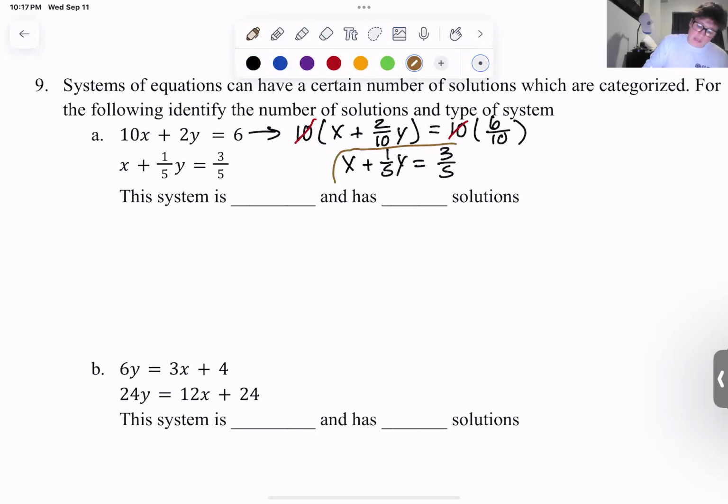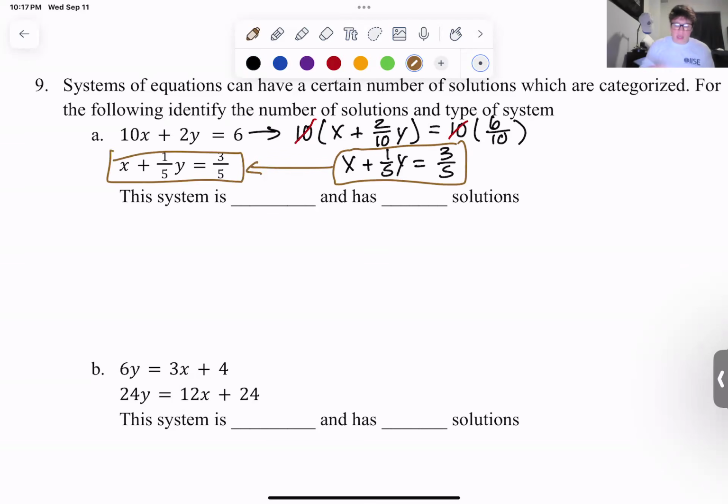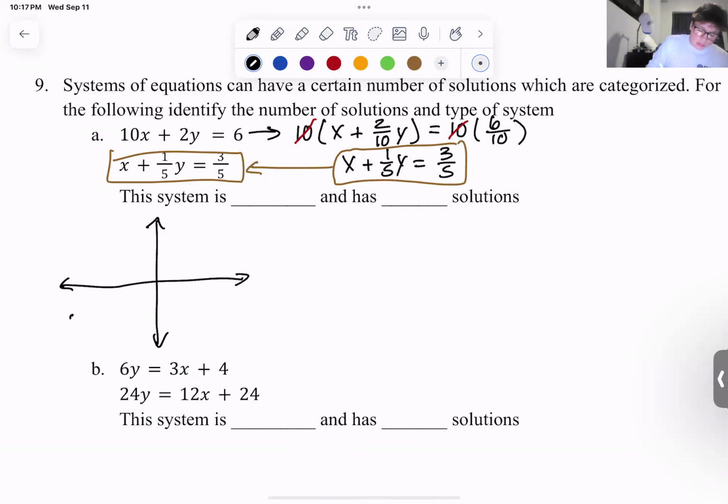And look at what I just found. These two equations are equal to each other. Interesting. So when two equations are equal to each other, they aren't just parallel, they're on top of each other. Let's say this is the blue line. Well, then the red line is on top of it. And since it's always on top of it, it intersects an infinite number of times. So there are infinite solutions. And when you have infinite solutions, the system is dependent.